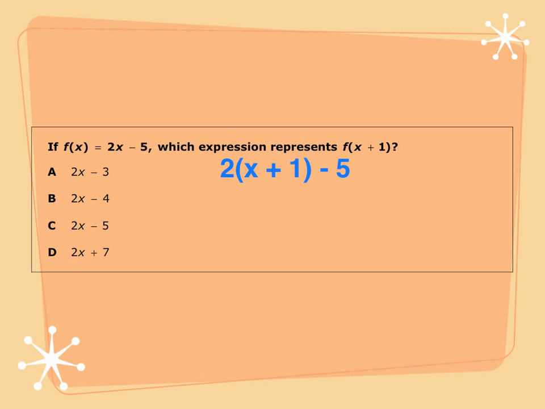When I plug in x plus 1 for x, I'm going to have 2 times, in parentheses, x plus 1 minus 5. I do need to distribute the 2 to both x and 1. When I do that, I get 2x plus 2 minus 5. 2 and negative 5 can be combined because they're both constants, and I get 2x minus 3, so my answer is A.